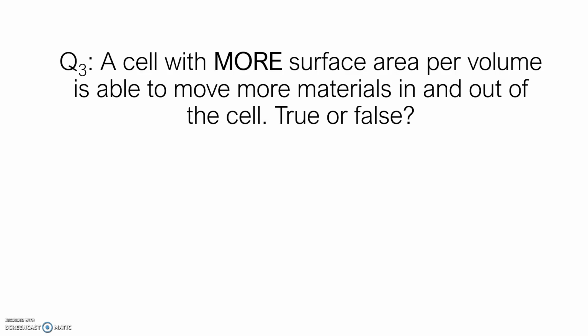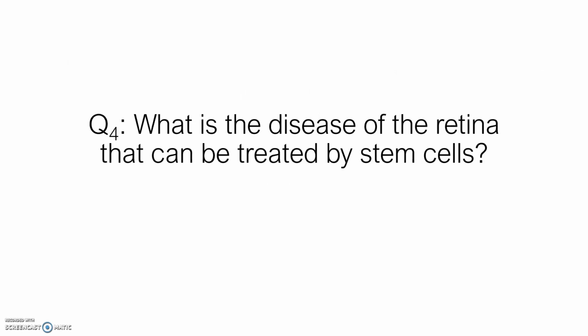Question number 3. A cell with more surface area per volume is able to move more materials in and out of a cell. True or false? It's true, guys. Question number 4, and the final question. What is the disease of the retina that can be treated by stem cells? It's Stargardt's disease.